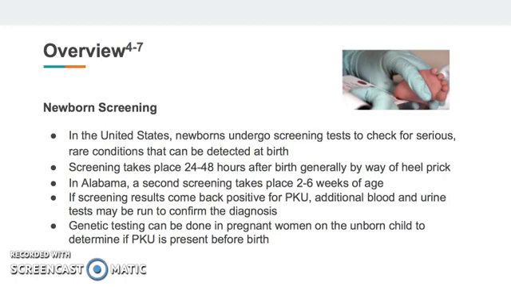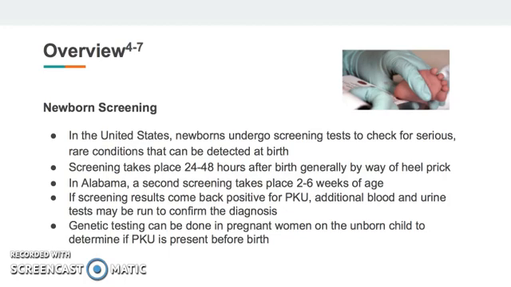And a second screening will take place at the baby's pediatrician's office or general well checkup, which is around 2 to 6 weeks old. So there will be 2 newborn screenings done in order to ensure that these inborn errors of metabolism are not present or are present.